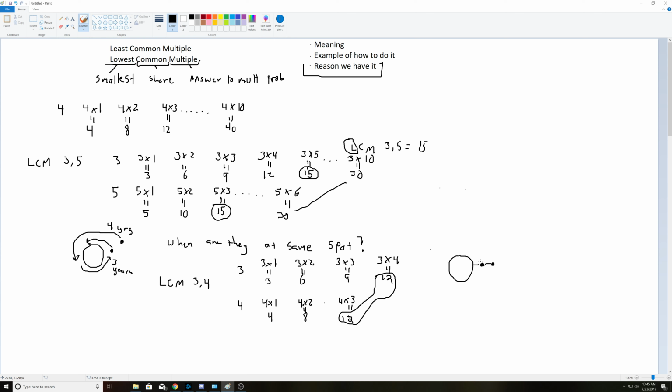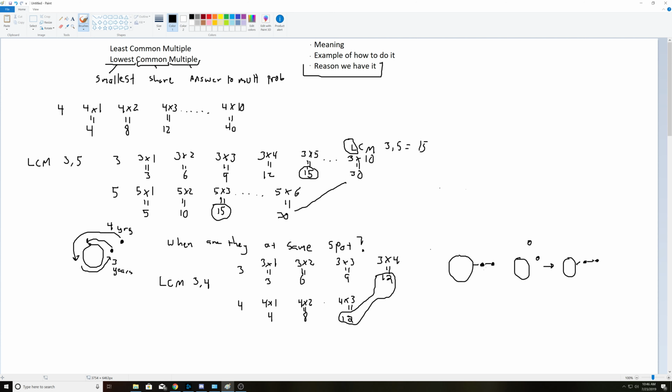Now remember, they're going at different rates. So since we know that it's 12 years, they're going to continue going at different rates, right? The next time that they're going to be in the same spot will be in another 12 years, which will be a total of 24 years. So every 12 years, they're going to be in the same spot. And that's the whole point of the least common multiple.